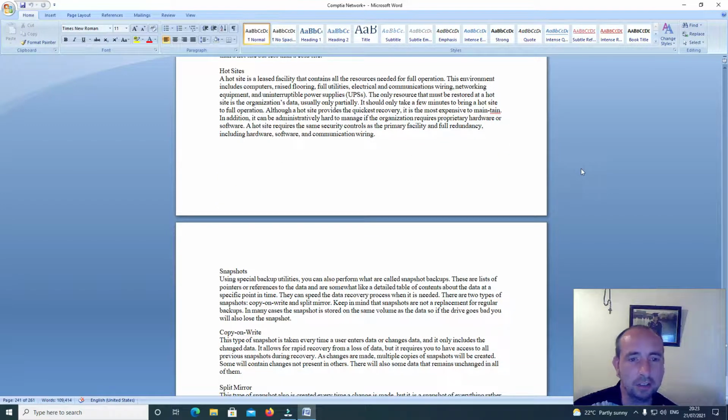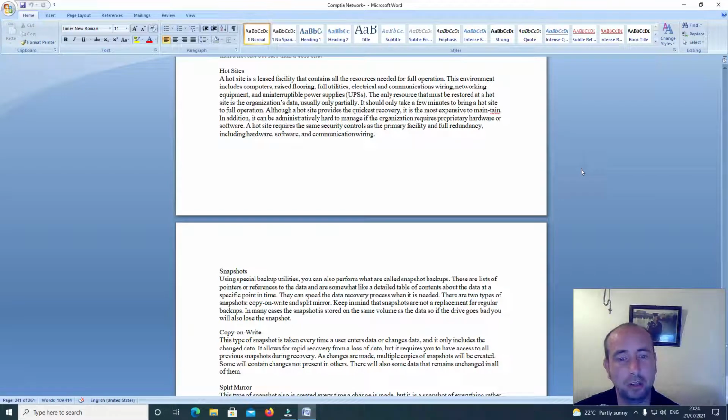Hot sites. A hot site is a leased facility that contains all the resources needed for full operation. The environment includes computers, raised floors, full utilities, electrical and communications wiring, networking equipment, and uninterruptible power supplies, UPSs. The only resource that must be restored at a hot site is the organization's data, usually only partially. It should take only a few minutes to bring a hot site to full operation.